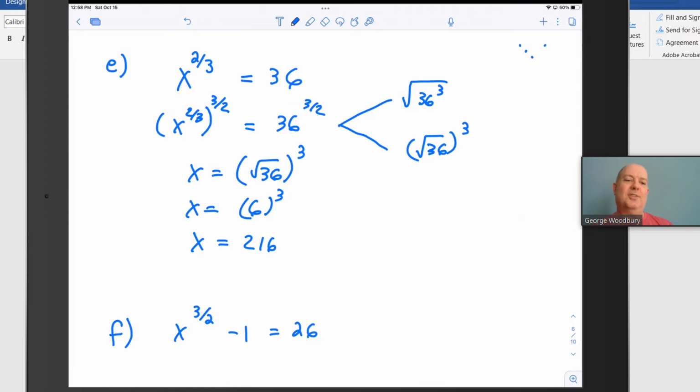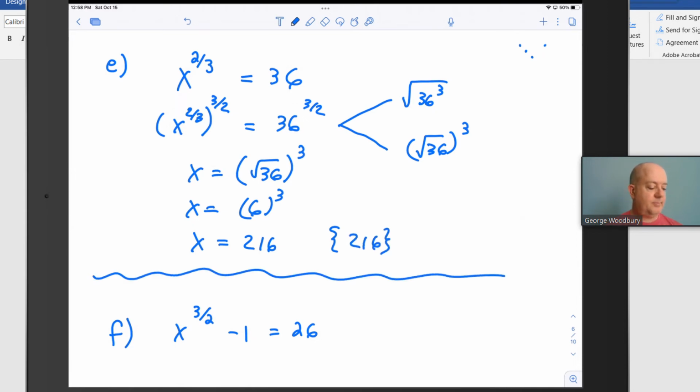Think about the way you would check this solution. If you were to put the 216 back into the original equation, would you square 216 first and then take a cube root? You would take the cube root of 216 first and then square that result. Try to pick the way that's going to be easier for you to work with. The solution set here is 216.